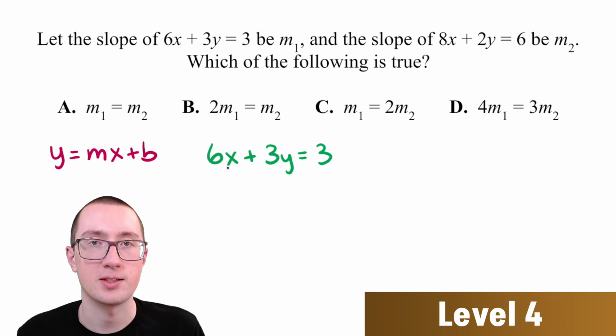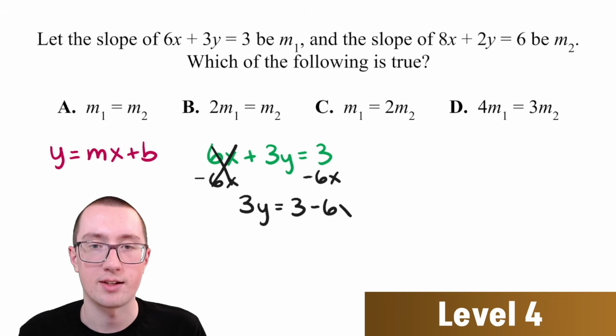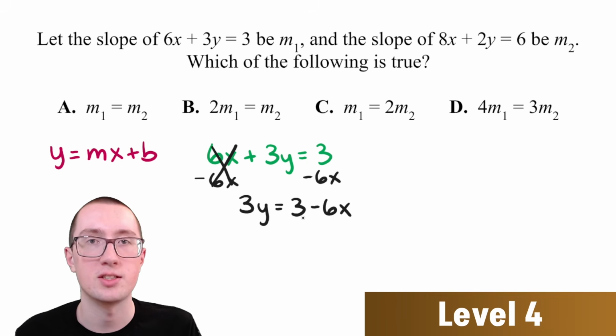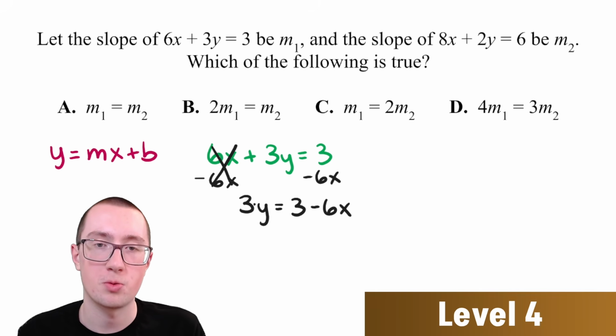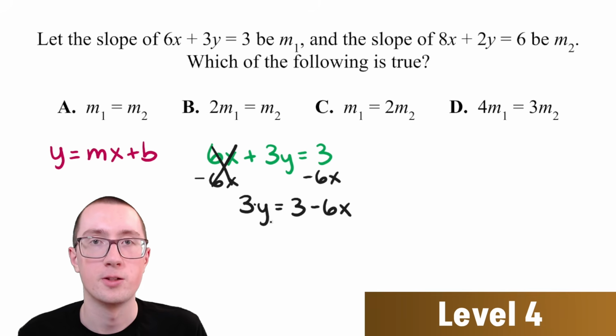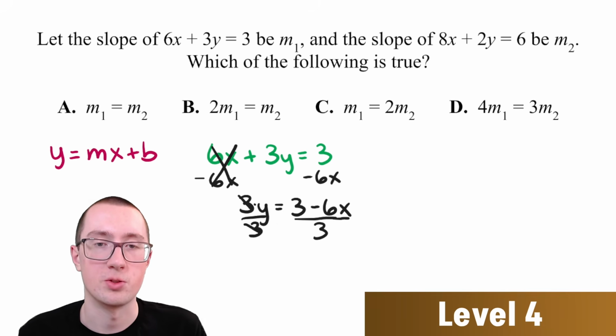First of all, this 6x is in the way, so I'm going to subtract it from both sides of the equation. So these cancel out. On the left side, we just have 3y, and on the right side, we have 3 minus 6x. One of them has a letter and one of them doesn't, so we can't actually combine those. It's just going to stay as 3 minus 6x. And now finally, we just need to get rid of this 3 being multiplied to y. So I'm going to do the opposite of multiplication, which is division. So the 3's cancel out.